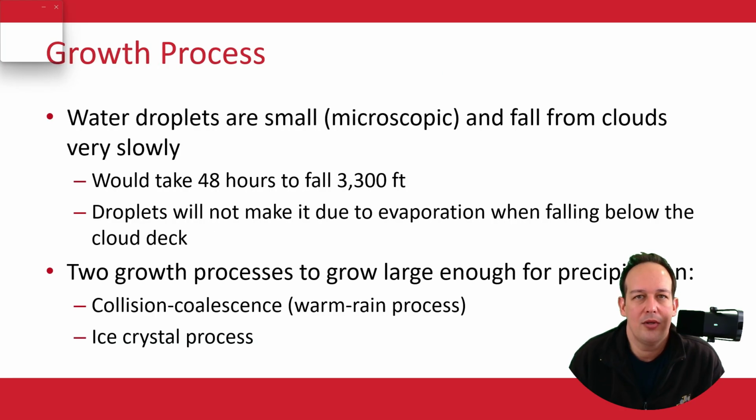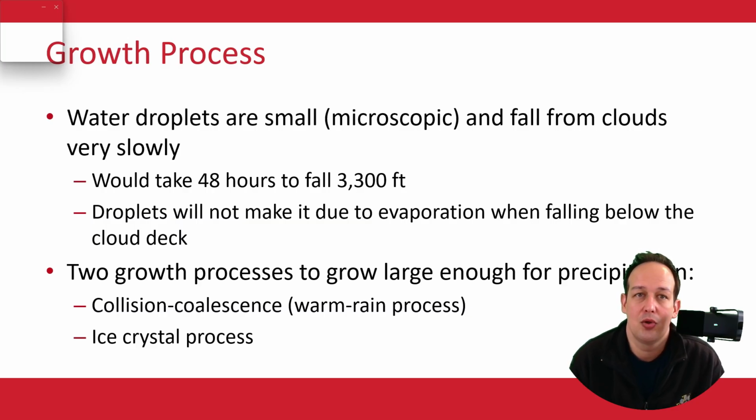Originally, the way it starts out is, the water vapor, which is a gas, condenses into water droplets in the form of clouds. Those water droplets are so small, microscopically small, that it would take 48 hours for them to fall to the surface from 3,300 feet. Now, the droplets will not make it to the surface because of evaporation. As soon as those water droplets fall below the cloud base, they'll evaporate.